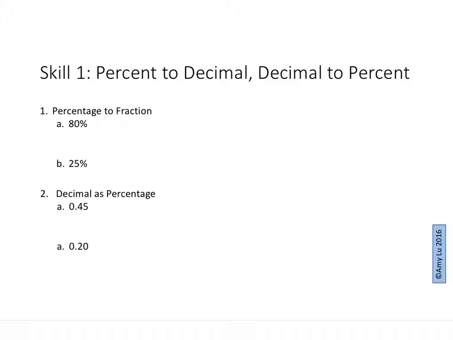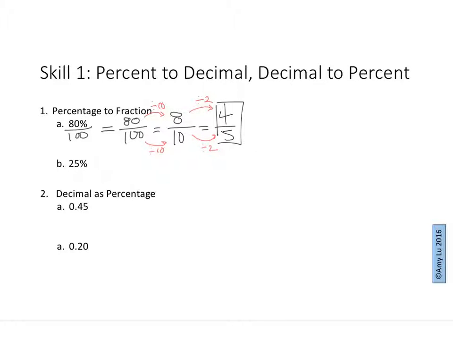So now we're going to learn how to change a percent to a fraction, and also a decimal to a percent. To change a percent to a fraction, simply remember this. A percent is always out of 100, no matter what. So this becomes 80 out of 100. And then to simplify, we're going to divide by 10, which makes 8 out of 10. And then I'm going to divide by 2. And when I divide by 2, that makes 4/5. I can't go any further. My final answer is 4/5.